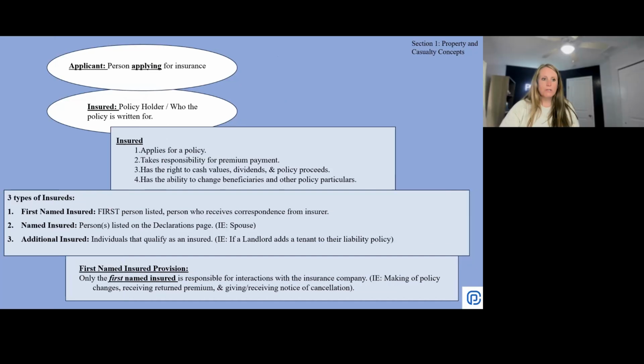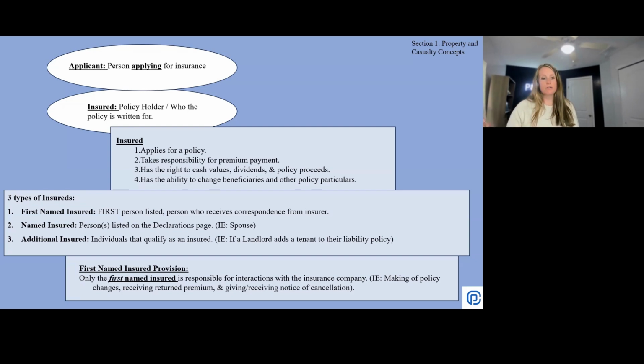The applicant, of course, is the person that is applying for the insurance. Then once they've applied for the insurance, they've been approved, then they become the insured, right, or the policyholder. That's who that policy is written for. But underneath of the insured, you're going to have three types of insured. You have the first named insured, the named insured, and additional insured. So let's break down those three terms.